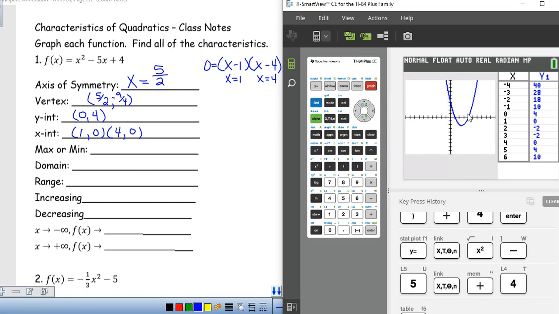These are not only solutions for x, but we also call them the zeros of the function. Anytime the graph crosses the x-axis, y is equal to 0. So you can use your table to confirm this.